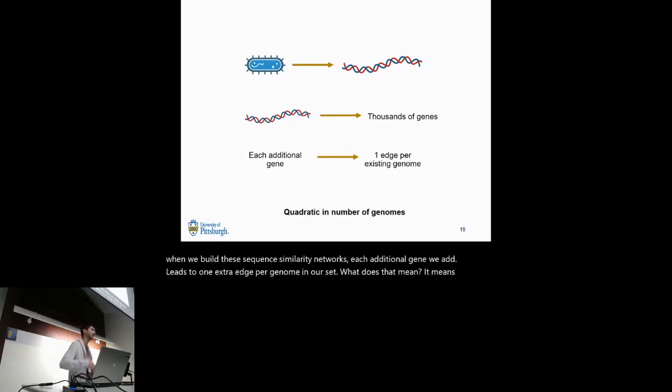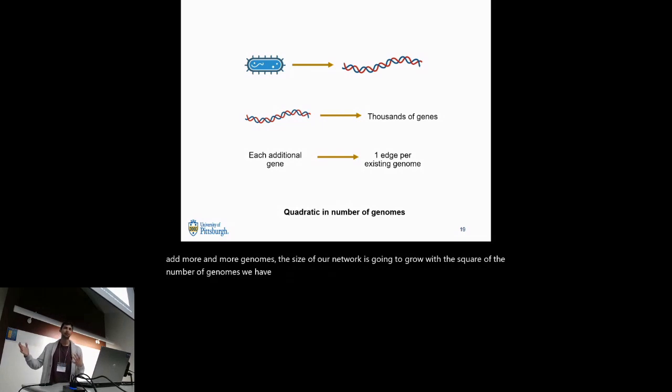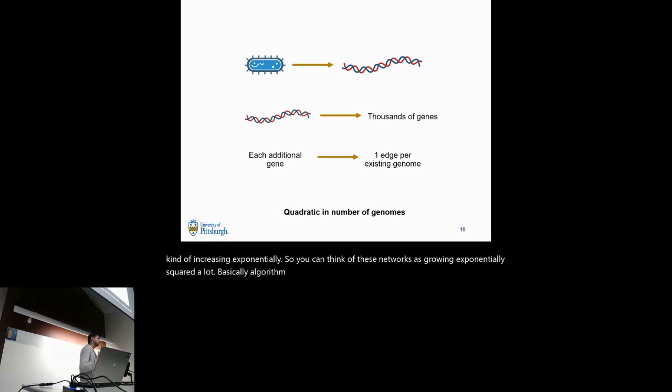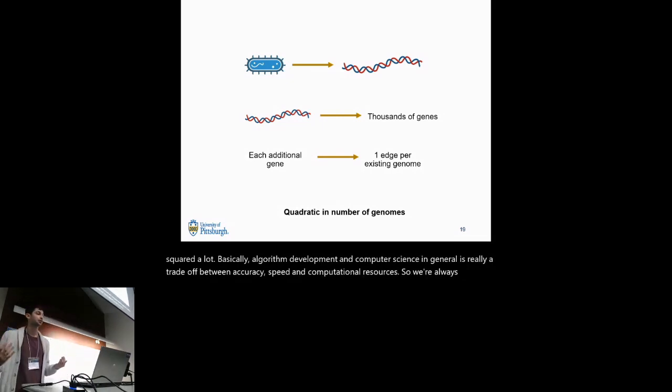It means that as we add more and more genomes, the size of our network is going to grow with the square of the number of genomes we have. And it's no secret that the amount of genomic data we have is increasing exponentially. So you can think of these networks as growing exponentially squared, a lot, basically. Algorithm development in computer science in general is really a trade-off between accuracy, speed, and computational resources. So we're always balancing these three constraints.